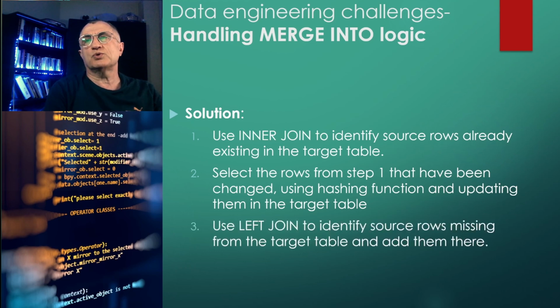Then we can use a left join to identify source rows that are missing from the target table and append them to the target table. I should mention here that depending on your source data, you may also want to take care of deletes from the source. But when you are dealing with partial data, like in my demo case, I think this scenario is not relevant.